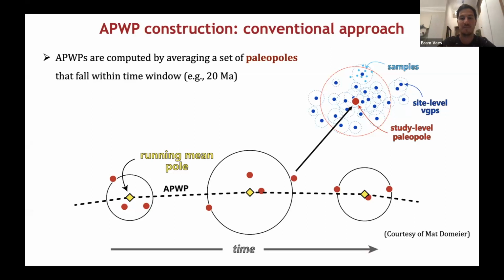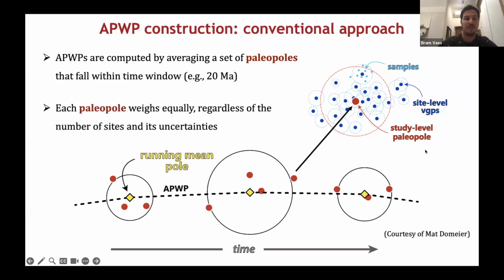And to construct these apparent polar wander paths, we typically use a running mean approach, whereby we average all those different paleomagnetic poles, here in red, to the running mean poles shown by yellow diamonds. And it's important to remember that each of these study level paleomagnetic poles, here highlighted in red again, consists of a whole bunch of site level data, which then again consists of a bunch of samples per site.